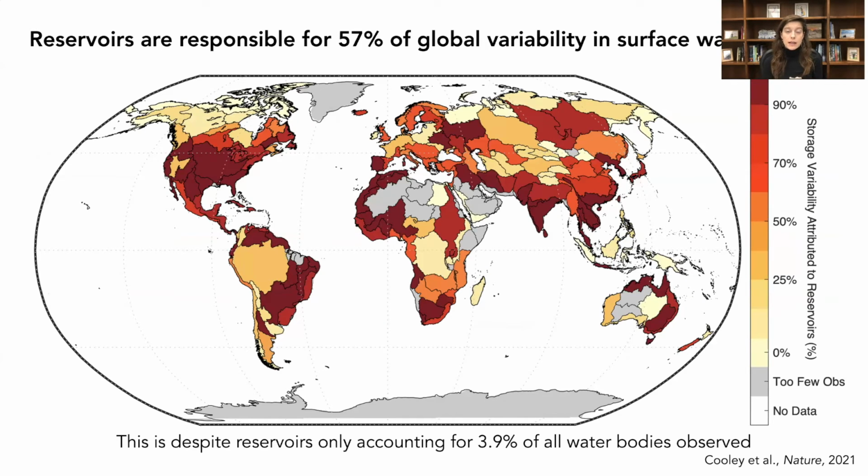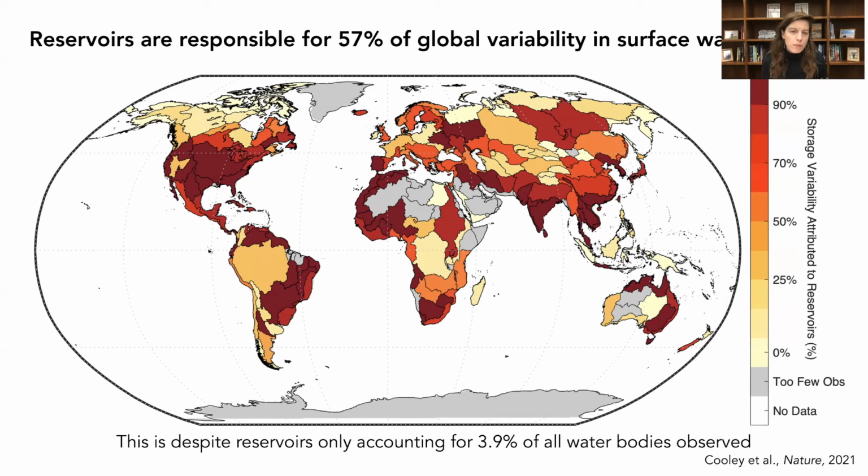And what we find is that across our entire study region, across the entire world, reservoirs are responsible for 57% of the total global variability in surface water storage. Put another way, 57% of the variability in surface water storage occurs in reservoirs or in water bodies whose water levels are in some way modulated by humans. And this is despite the fact that reservoirs only account for 3.9% of all of the water bodies that we analyze. Now, I'll note we're able to move from water level to storage by multiplying level change by area.